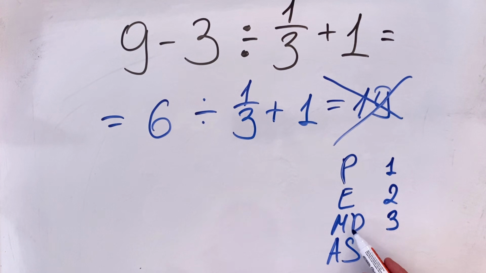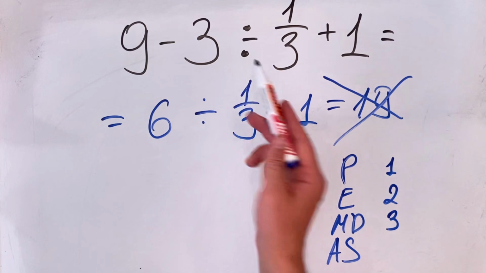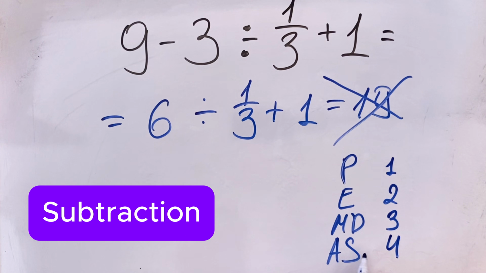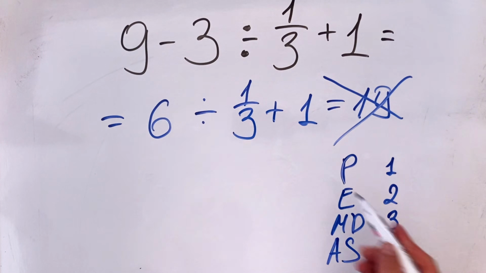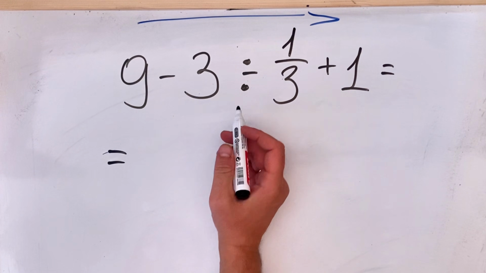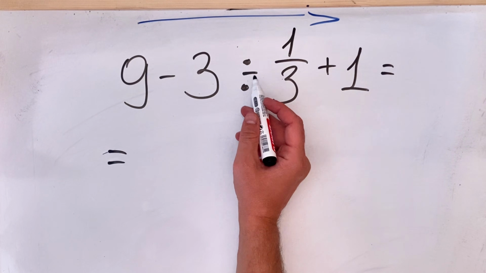In our case, we don't have multiplication, but we have division. And last are addition and subtraction, which we have, and we do them fourth. So the right way to calculate is we first do the division.